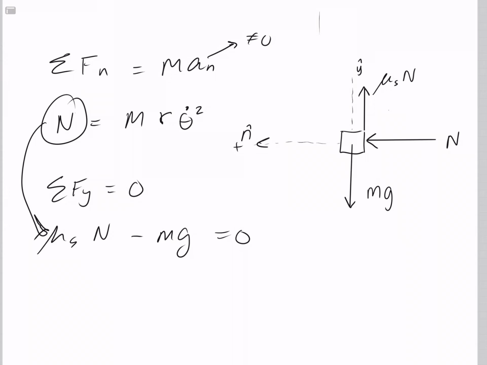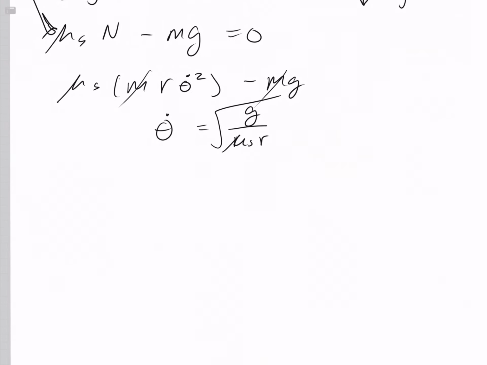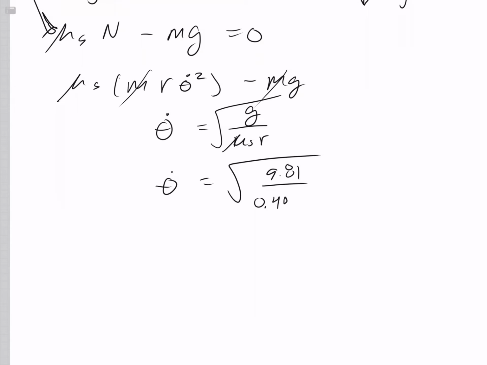Now let's plug this normal equation into our f of y, and you get mu s times m r theta dot squared minus mg. Solving for theta dot, canceling out m, you get that theta dot equals g over mu s r, and take the square root of that. All we have left to do is plug in the values that we know. And that is the square root of 9.81 over 0.4 times 0.5.